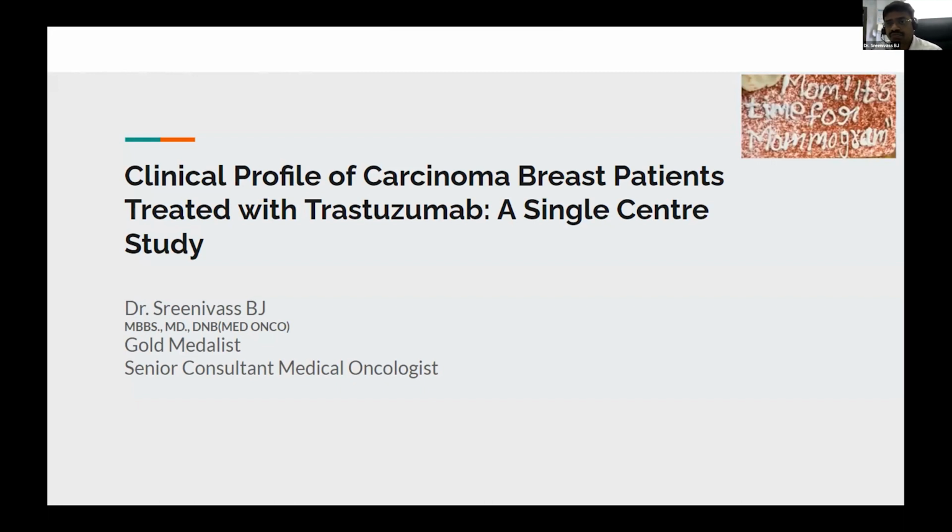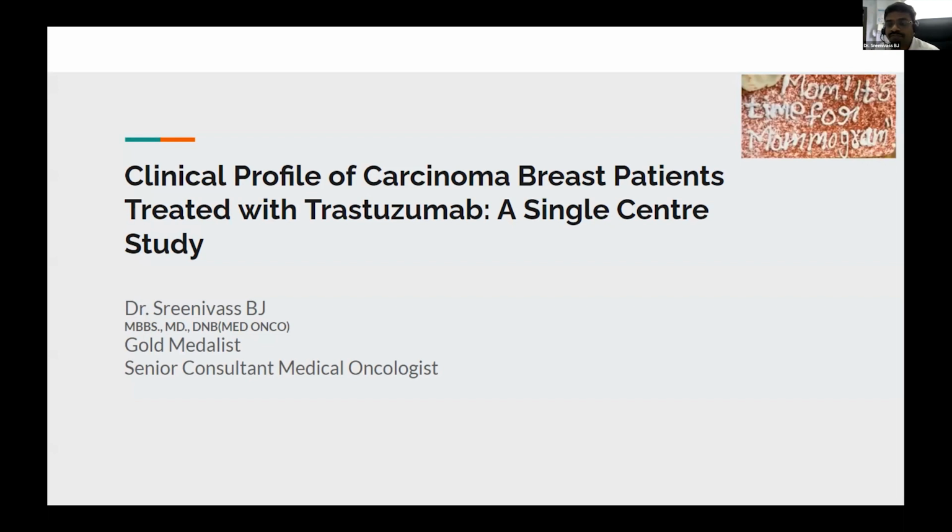Though at present we have so many anti-HER2 therapies available, including pertuzumab, TDM1, and now trastuzumab deruxtecan, this paper may not be relevant now. But it was published in 2020, three years back. During that time, more biosimilars were coming up, and newer anti-HER2 therapies were not available.